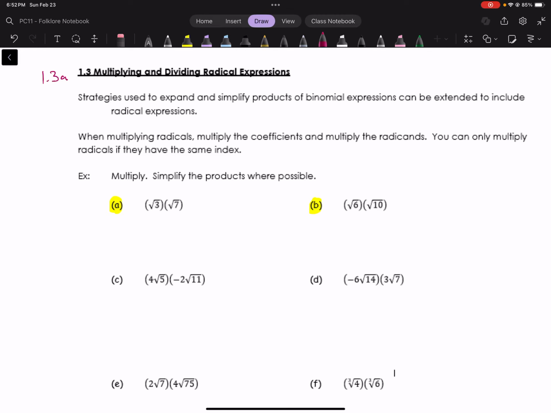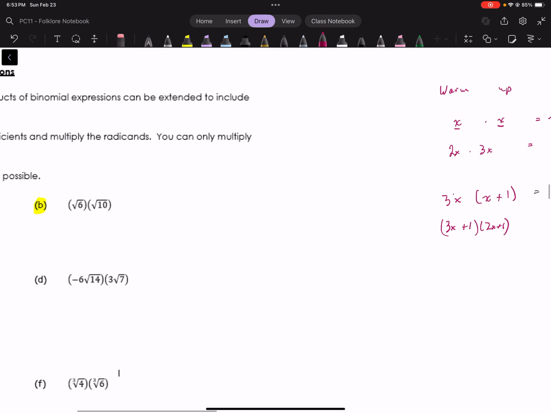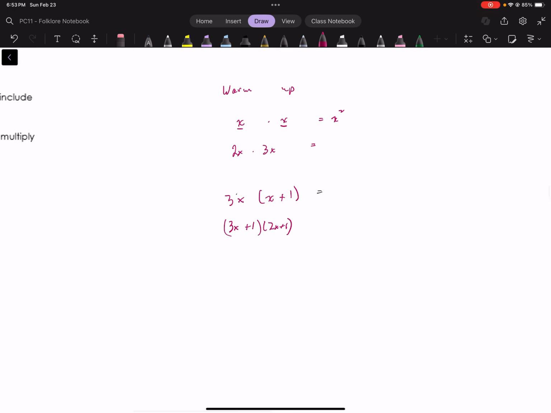We're going to be taking a look at multiplying and dividing radical expressions. Strategies used to expand and simplify products and binomial expressions can be used to extend our knowledge of radical expressions. So just as a warm-up, I'm just going to jump over to polynomial multiplication. Polynomial multiplication is a great tool in understanding radicals.